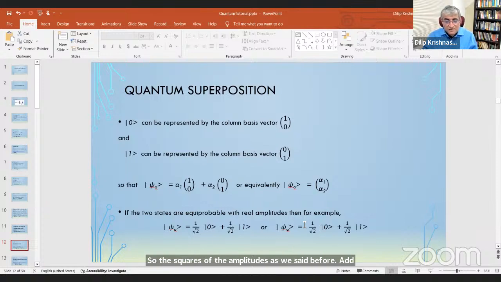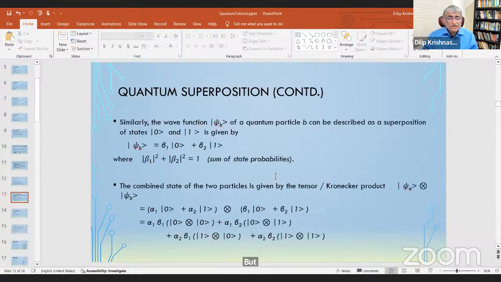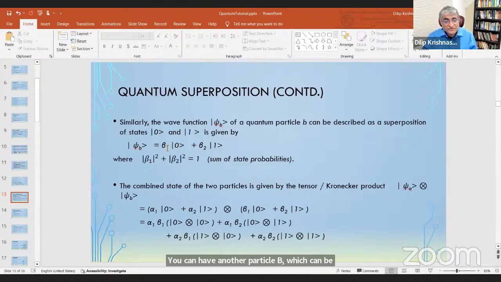And these can in general be negative, complex, for example, right? But we're just showing here with real values. You can have another particle B, which can be represented as a superposition with a different set of amplitudes, for example. Then the combined state of the two particles is given by what's called a tensor product. And we'll see how we evaluate it. But essentially, you take the state of one and do a tensor product with the state of the other.